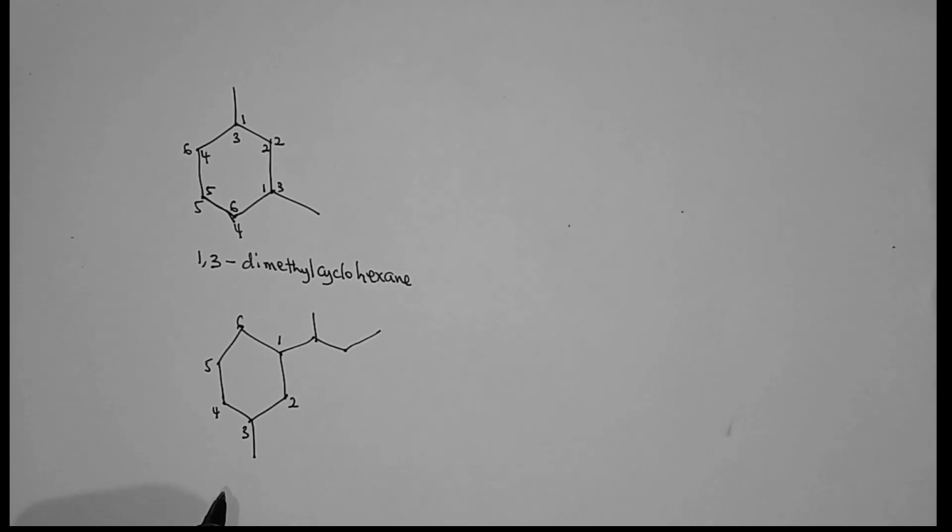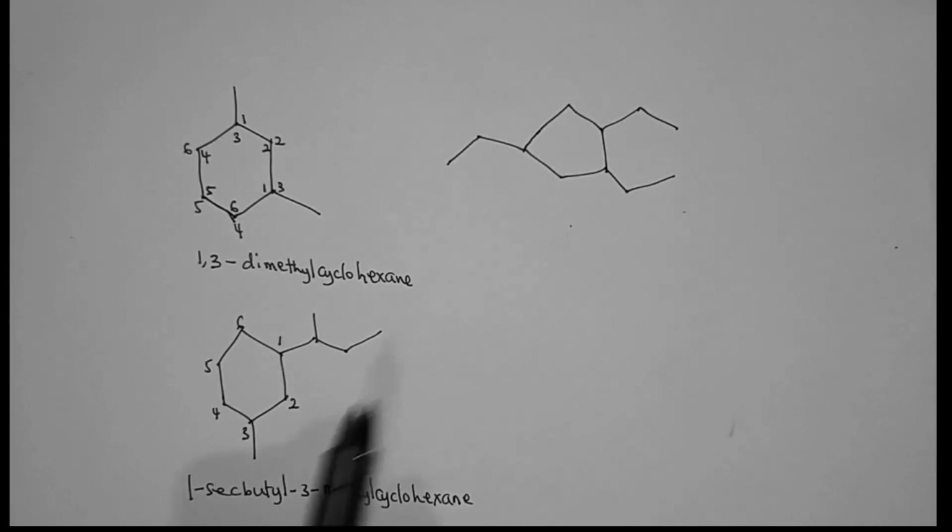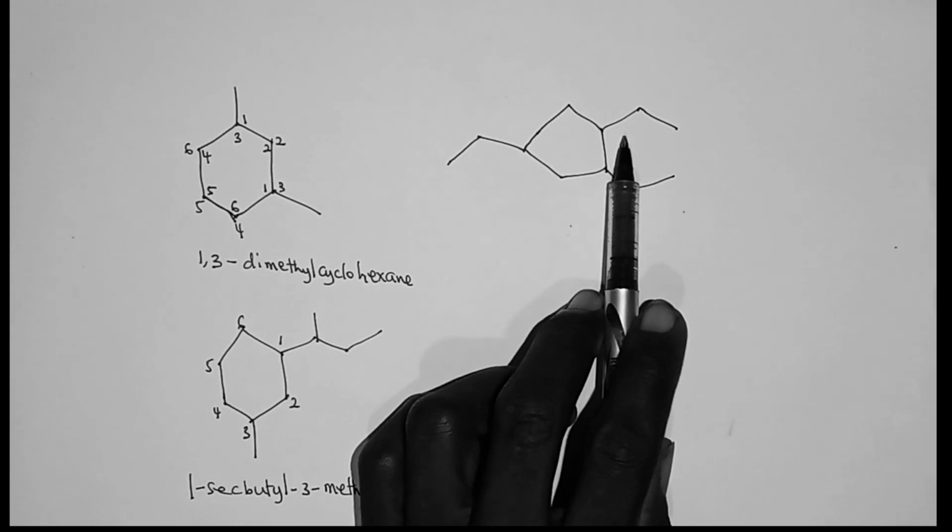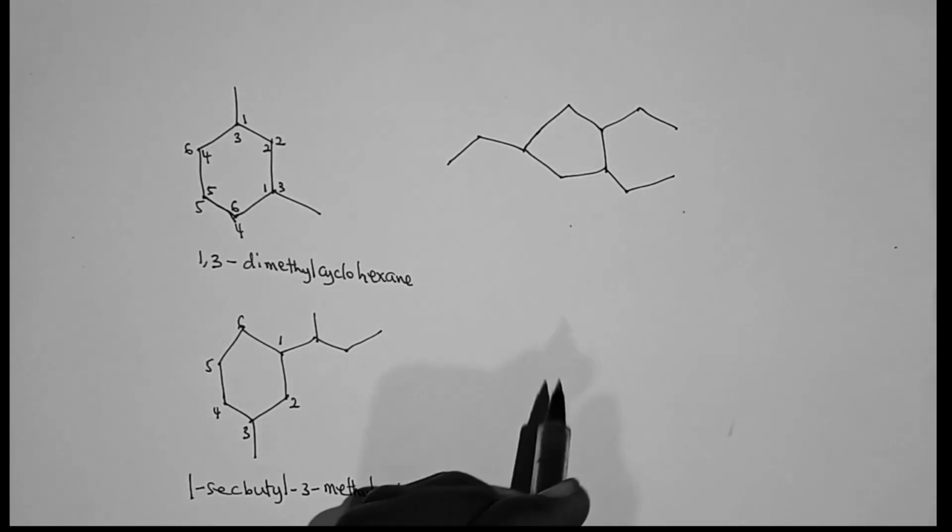So at the end of the day, the sec-butyl is on carbon number 1. So we have 1-sec-butyl. Then there is a methyl group on carbon number 3. So 3-methyl. Then the parent chain is a cyclohexane. So cyclohexane. So now you see that on this compound we have 3 ethyl substituents.